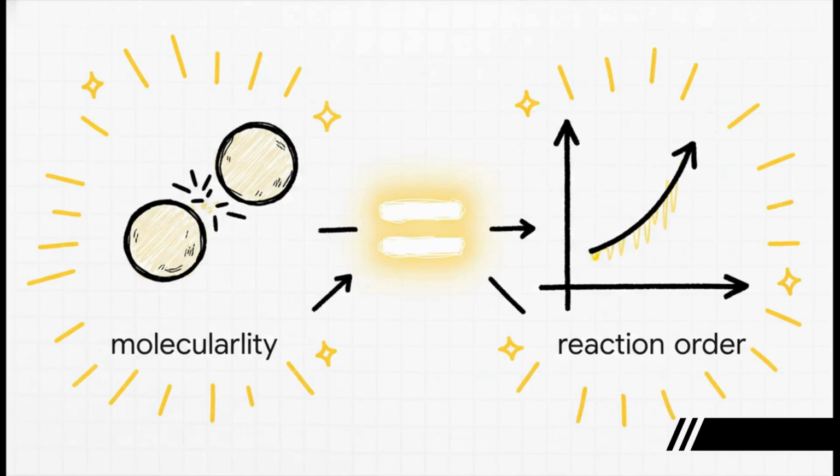But there is one special case, one single moment where these two different worlds line up perfectly. For a simple, one-step elementary reaction, and only for an elementary reaction, the molecularity is actually equal to the order. This is the golden rule. If the question flat out tells you it's an elementary reaction, then your life just got a whole lot easier.